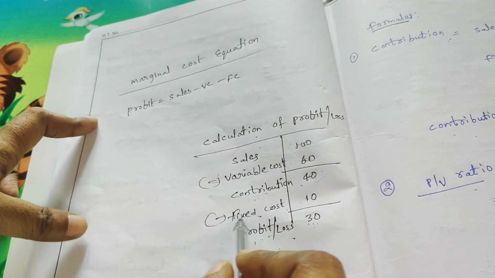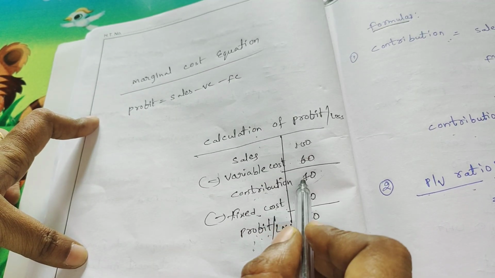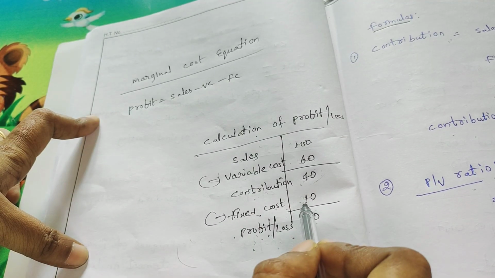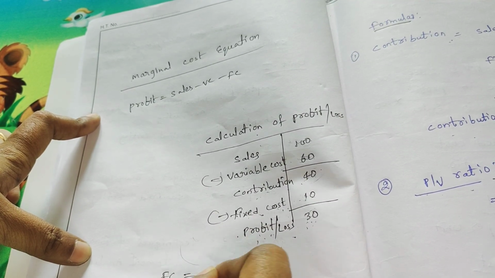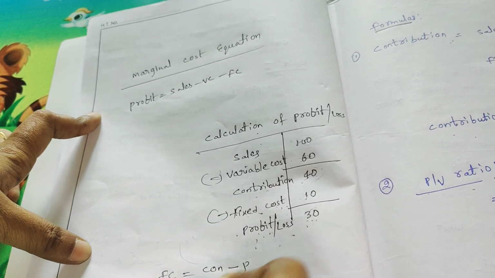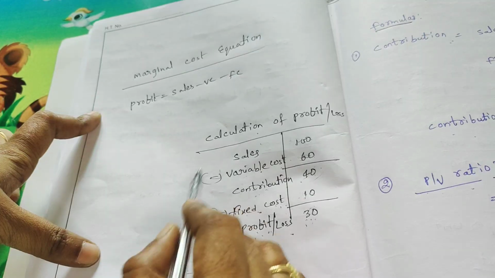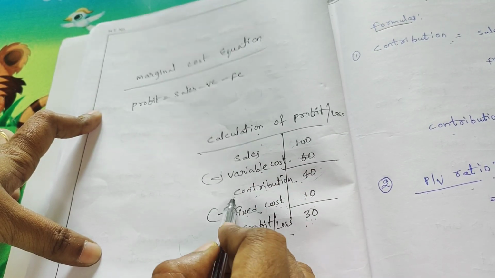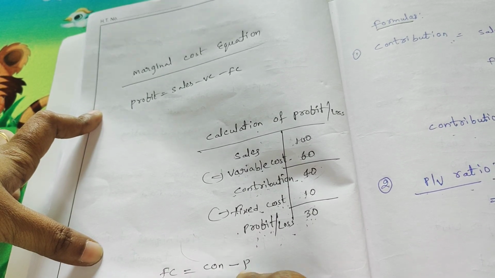If you want to calculate the fixed cost, how to calculate? Contribution minus profit. See, 40 minus 30 you'll get 10. That means contribution minus profit gives you fixed cost. So fixed cost is equal to contribution minus profit. If you want to calculate the variable cost, sales minus contribution. See, 100 minus 40 you get 60. That means sales minus contribution is equal to variable cost. So variable cost is equal to sales minus contribution.